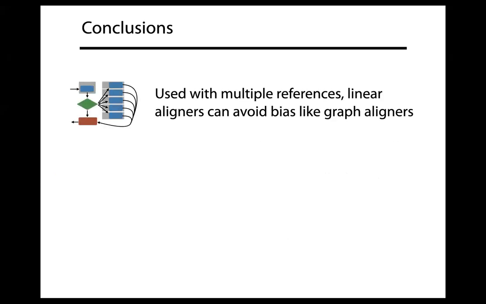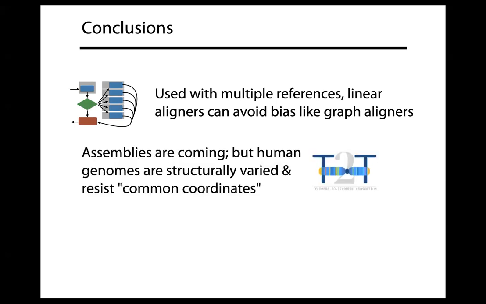Okay, so in conclusion, when we use multiple linear references together, we can avoid reference bias in much the same way that the graph aligners avoid reference bias. We don't even need very many of the linear reference genomes, but we would love to use as many as we possibly can. More assemblies are coming. The T2D project is not the only example. There are going to be many, many more projects that produce, for example, the Human Pan-Genome Consortium has already dumped another set of 90-some haplotypes worth of human reference genomes on us.